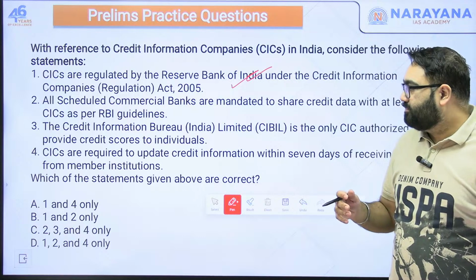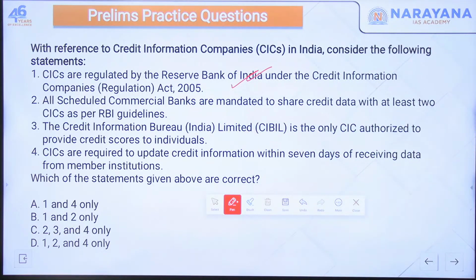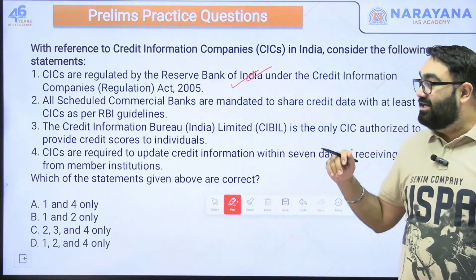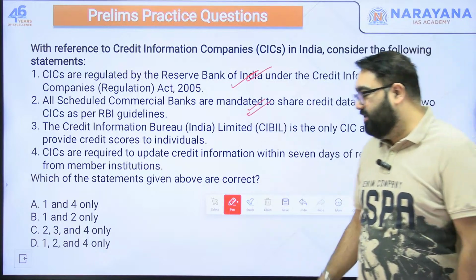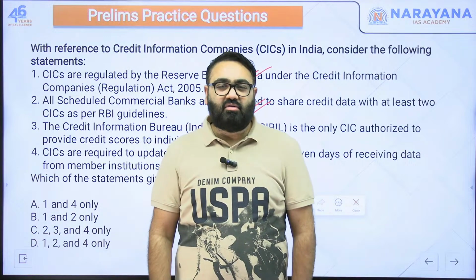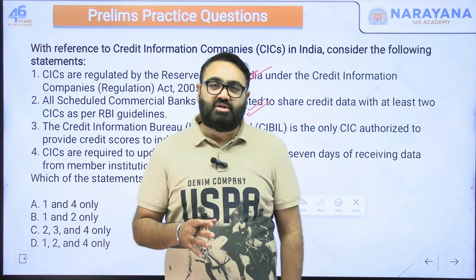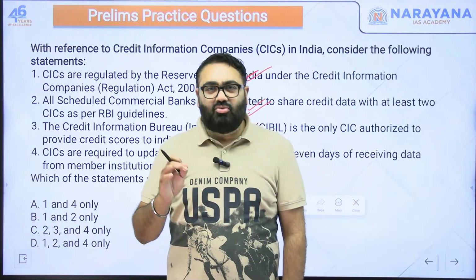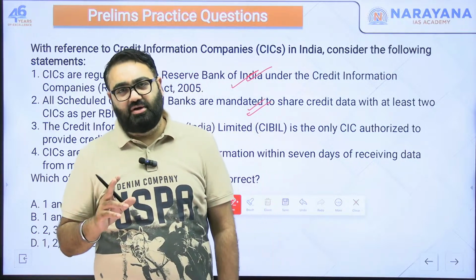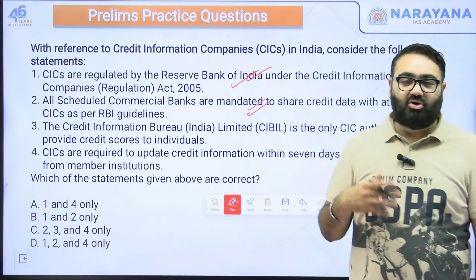Second, all scheduled commercial banks are mandated to share credit data with at least 2 CICs as per RBI guidelines. That is also correct. I discussed this with you earlier. That is, the banks can choose which are the credit companies which they think are more trustworthy. They can choose them, but they would have to necessarily share data with at least 2 of these credit information companies so that they have updated records of individuals across the country.